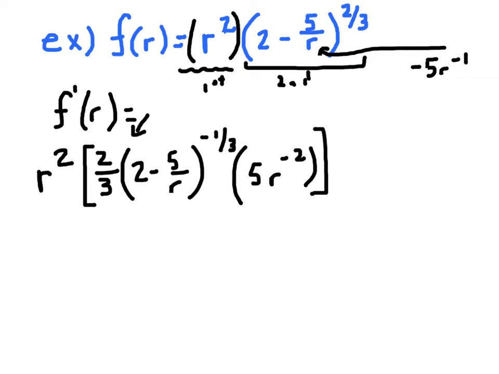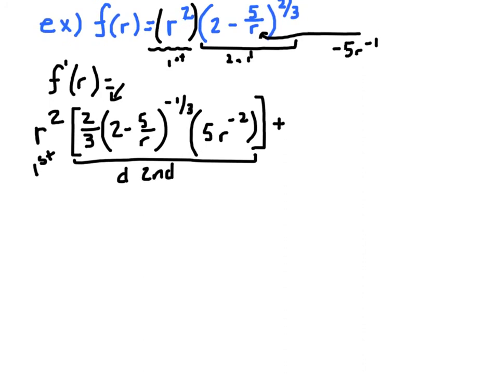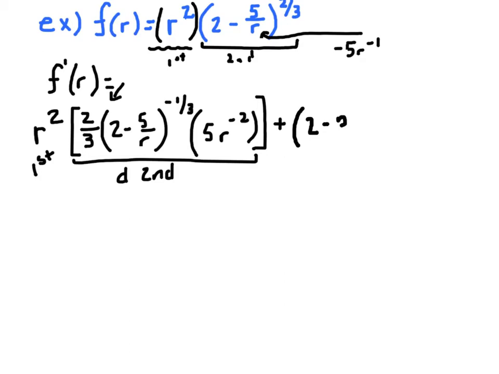And then we always stop and take a breather at where we are. So this again is the first. This whole thing here is the derivative of the second, right? Now we're going to say plus the second times the derivative of the first. Plus, okay, so now we've got the second, which would be 2 minus 5 over r to the 2/3 times the derivative of the first, which would be 2r.